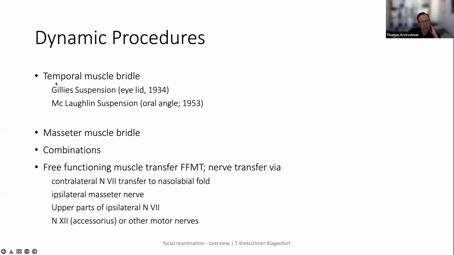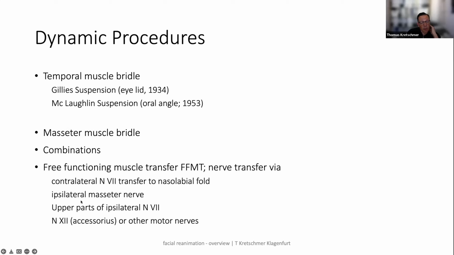So we have very old procedures, for example, taking the temporal muscle. There's a so-called Gillies suspension, there's a McLaughlin suspension. You could take the masseter muscle, you could combine, and there is the option of using a free functioning muscle transfer. So with that, we also have a lot of options, how you coapt the nerve, and of course you also have to connect the vasculature.